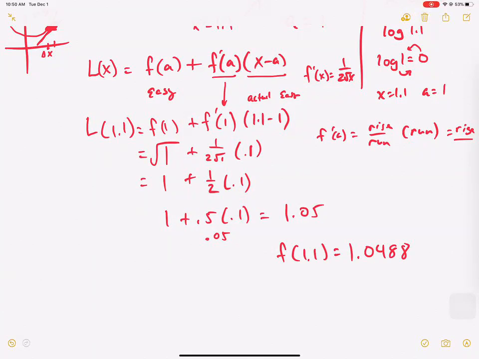Pretty darn close. Close enough? Yeah, close enough, right, for what it's worth. So this is the idea of linearization. It is not actually a hard topic, but it is us applying what we have been working with.